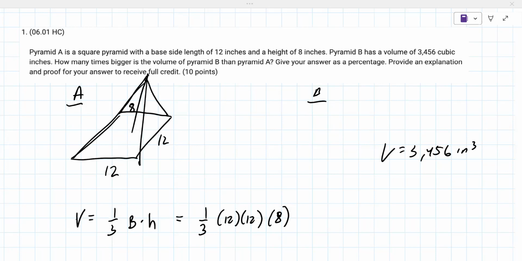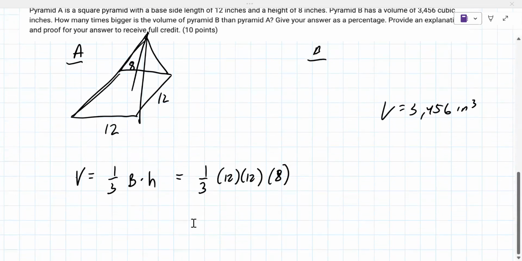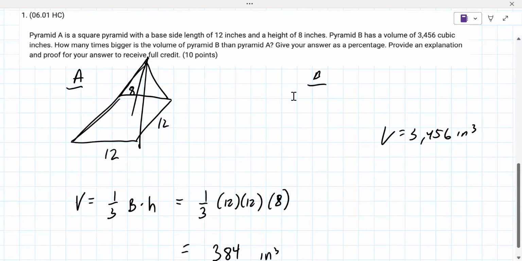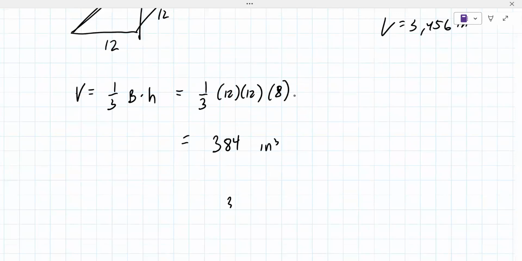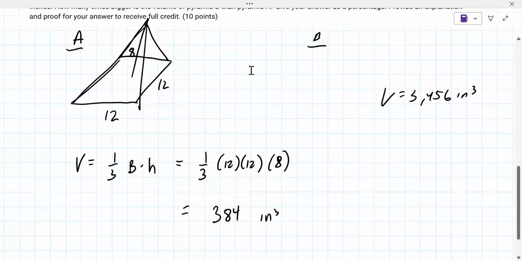How are you doing on this one? Good. I found the volume for pyramid A. What did you get? I got 384. 384 inches cubed. And so we're trying to figure out how much bigger pyramid B is. What I tried was dividing 3,456 by 384, and I got 9. You're right. So it's going to be a pretty big number. Just exactly nine.